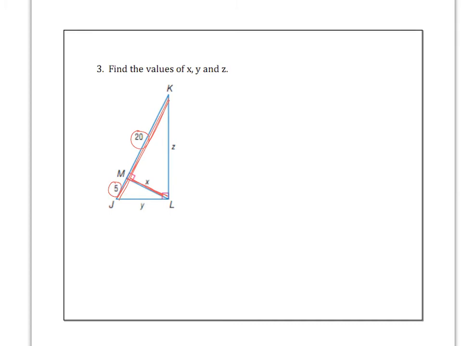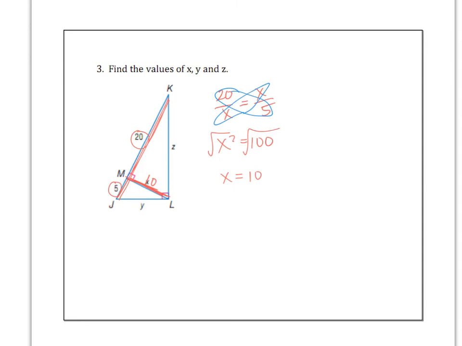We can use 20 and 5 and we can go 20 over x equals x over 5, just like we did before when we found geometric means. We're trying to find the geometric mean between 20 and 5. Cross multiply, and you get x squared equals 100. 20 times 5 is 100. And then square root, and the square root of 100 is 10. So cool, we just figured out x is 10. So I wrote that in on this little spot between M and L.